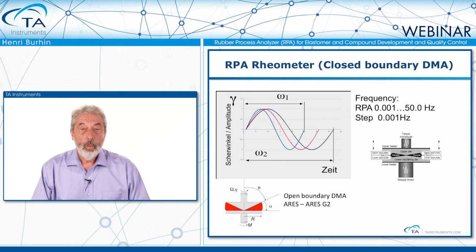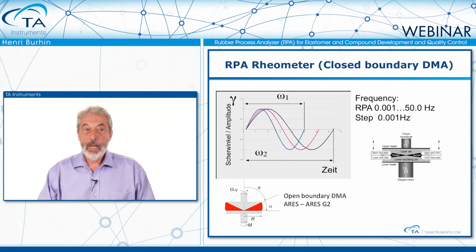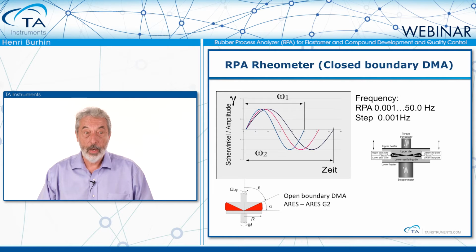Now, what is the RPA rheometer and how does it compare to open boundary machines currently available in the plastic industry and doing actually the same type of job? So in a frequency sweep, in this case, the RPA can go from 10⁻³ Hertz to 50 Hertz. That's about 5.5 decades, which is really quite remarkable for a machine of that design.